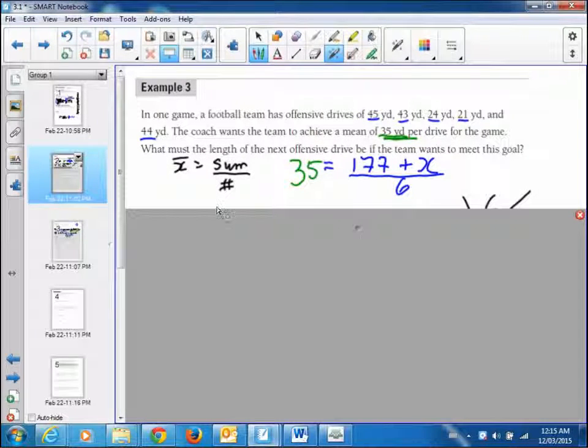The formula in here in black is x bar is equal to the sum divided by the number of values. We don't know what the last or sixth value will be.